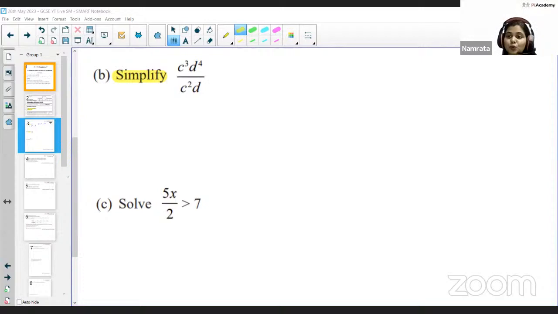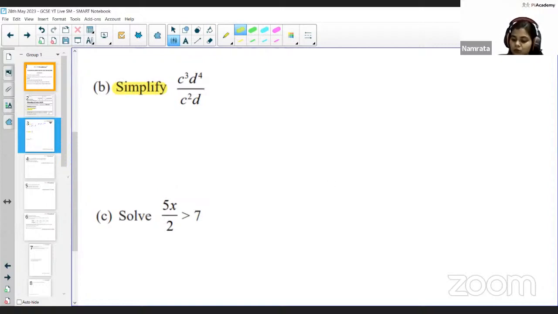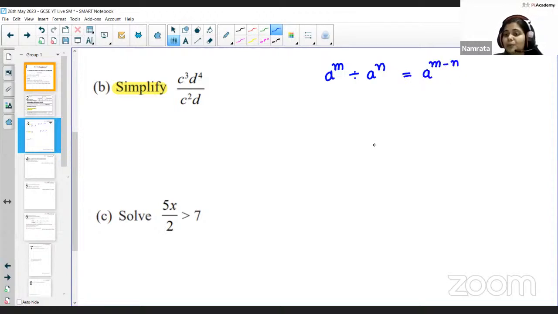We'll have to group the same bases. Starting with this one, there's one more rule here, a law of indices: a raised to the power of m divided by a raised to the power of n, which means we need to have the bases the same. When we have the bases the same and we are dividing them, we will be taking the difference of the powers. So here, if we carefully observe, it is c raised to the power of 3 divided by c raised to the power of 2. Am I right?